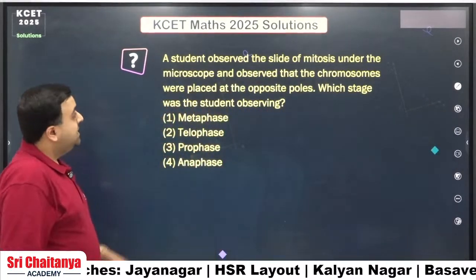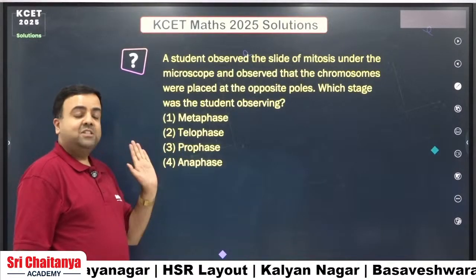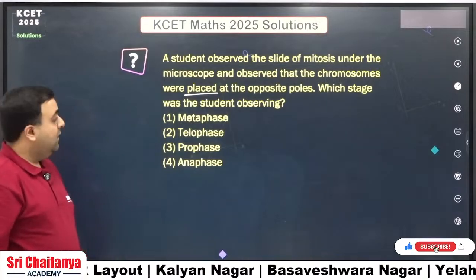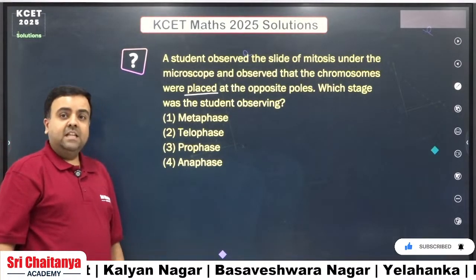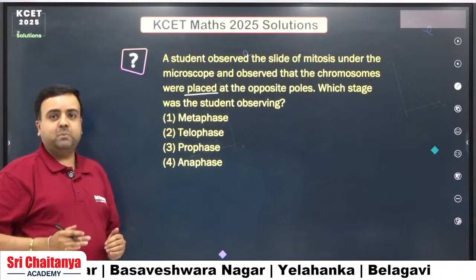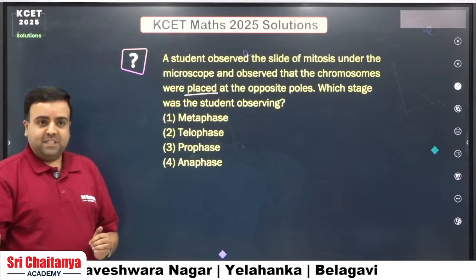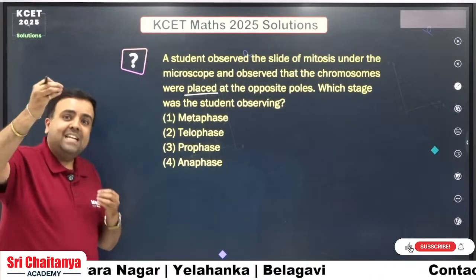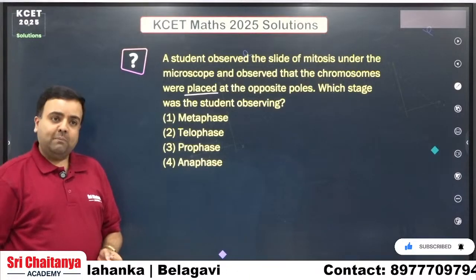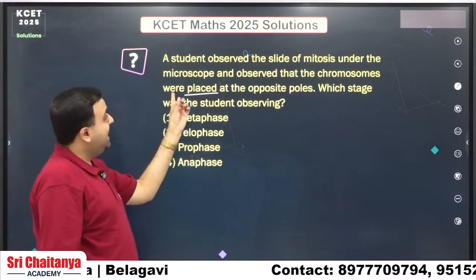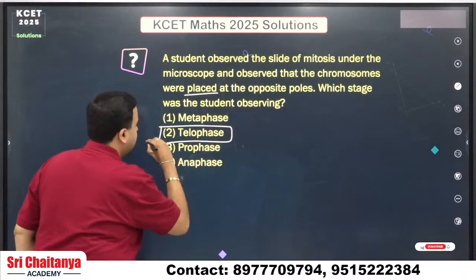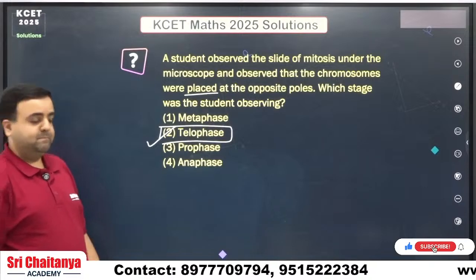Next. Now this is a question from Cell Cycle and Cell Division chapter. Now here you please pay attention to this word. Now in anaphase, the chromosomes, they have split the centromere and they are moving to the opposite poles. Now by the time we reach the telophase, the chromosomes have completely reached the opposite poles and they will lose their identity and they will become chromatin. Now since the question says it is to be placed at the opposite poles, for this question telophase is the most appropriate answer.